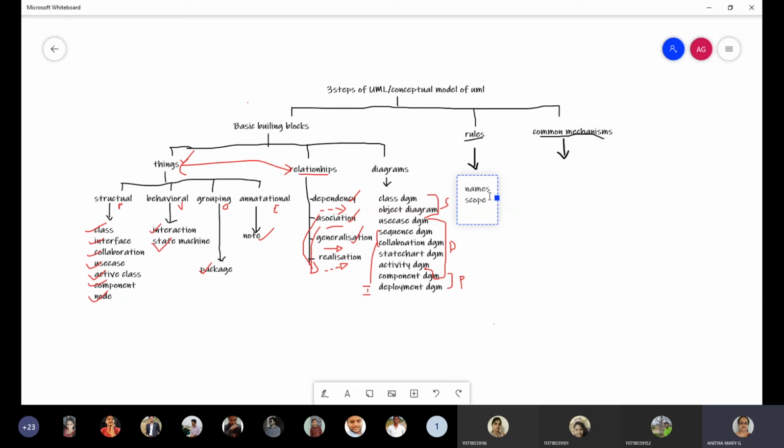Similarly here, the context that gives the meaning to names, where these names can exist. When I say names exist, it means whenever a class exists. So that is the scope of the particular class. That is the second rule. And then moving on to the third one, that is visibility.